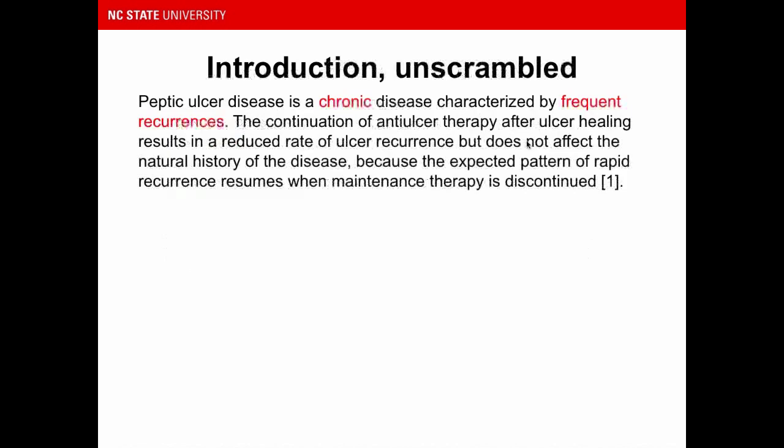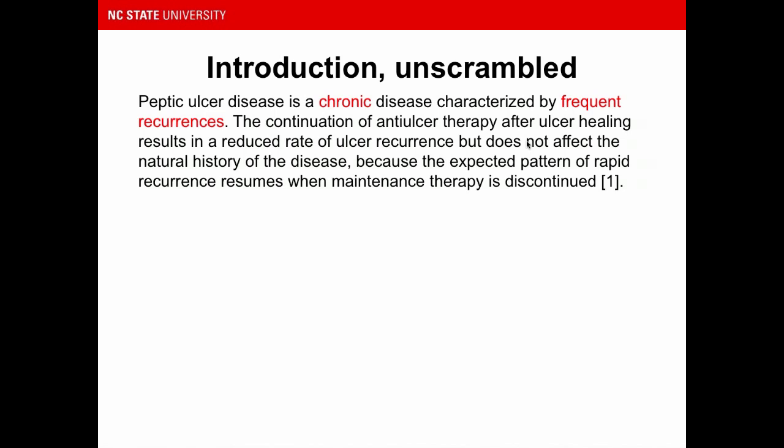So we have: peptic ulcer disease is a chronic disease characterized by frequent recurrences. The continuation of anti-ulcer therapy after ulcer healing results in a reduced rate of ulcer recurrence, but does not affect the natural history of the disease, because the pattern of rapid recurrence resumes when maintenance therapy is discontinued. So what they're doing here is offering a generalized statement about what we know about reducing the rate of ulcer recurrence.